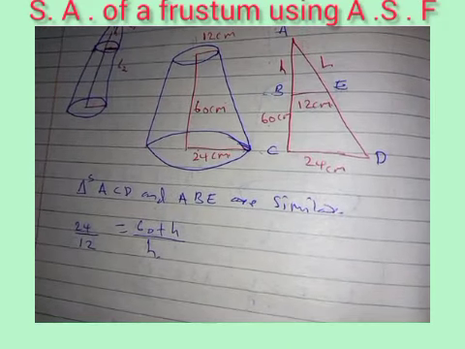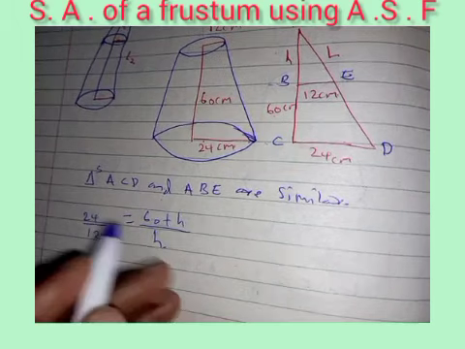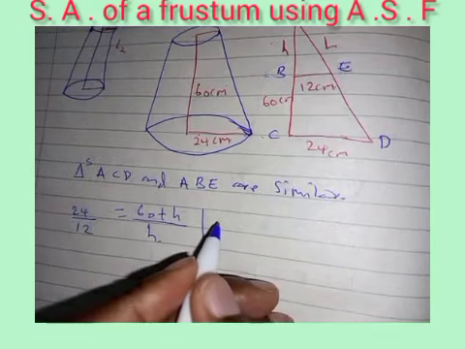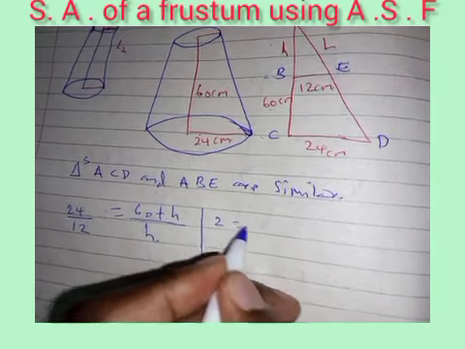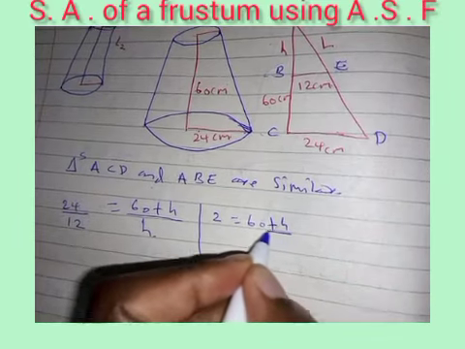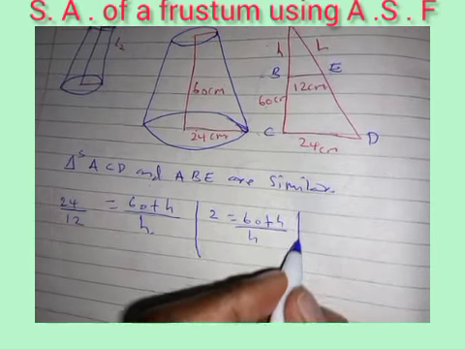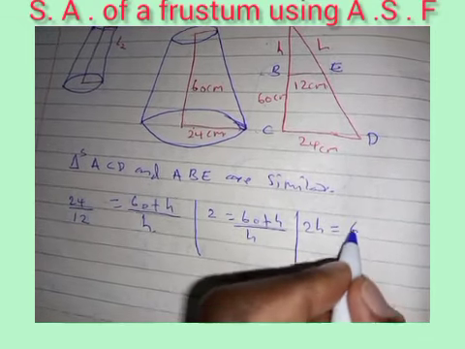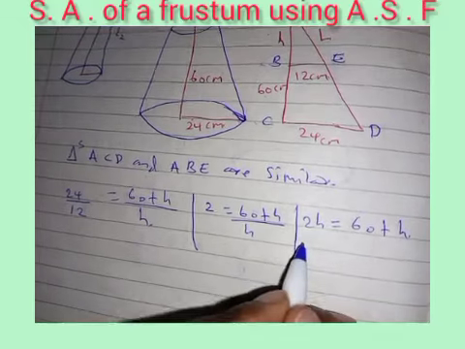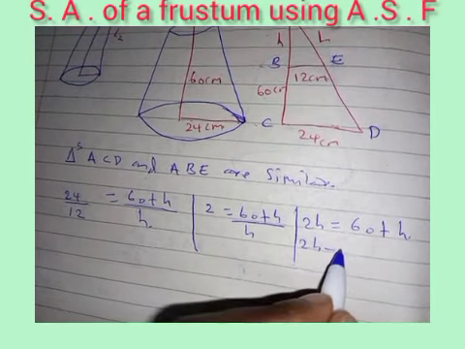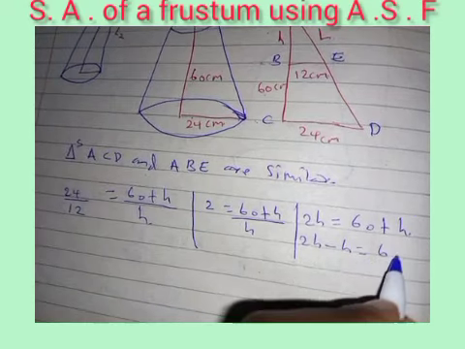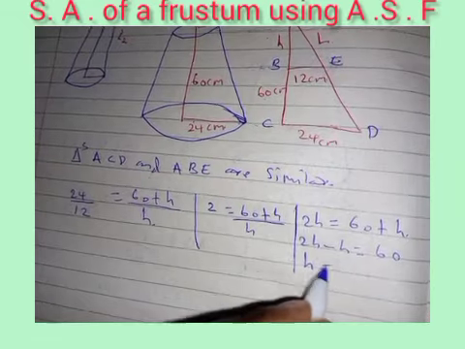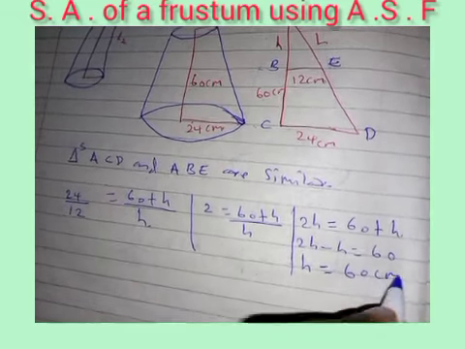Then from there, we can obtain our height. 24 divided by 12 will give you 2, which is equal to 60 plus h divided by h. You can multiply both sides to get 2h is equal to 60 plus h. You subtract h from both sides, so you have 2h minus h is equal to 60, meaning that your h is equal to 60 centimeters.